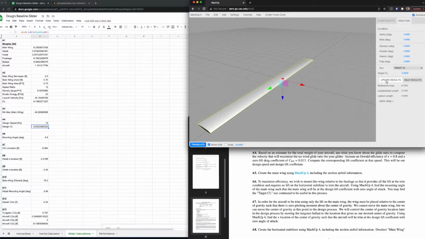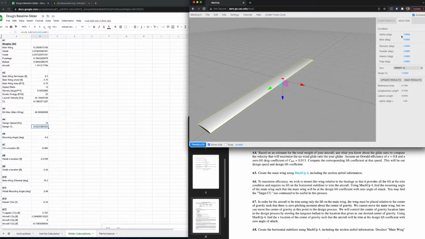And so now I'm going to update results, and it's going to take just a second to iterate through, and it says you need to be at an angle of 4.8 degrees. Right now we just have a main wing, but if you had an entire aircraft in here, it'd be saying the angle that you need to be at is 4.8 degrees in order to get a lift coefficient of 0.622. And after it computed this, it automatically autofilled that angle of attack in case we'd like to do some analysis at that angle of attack.